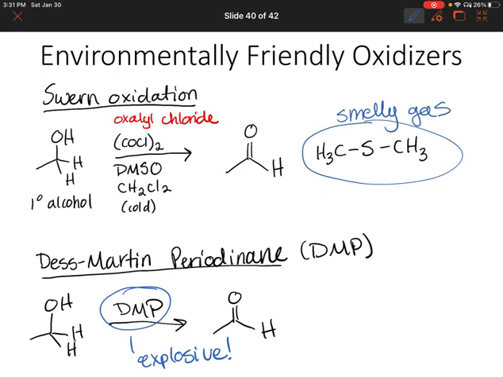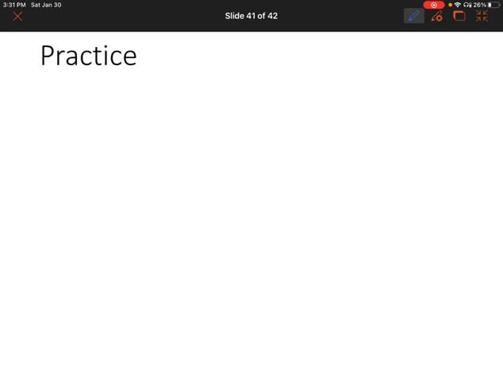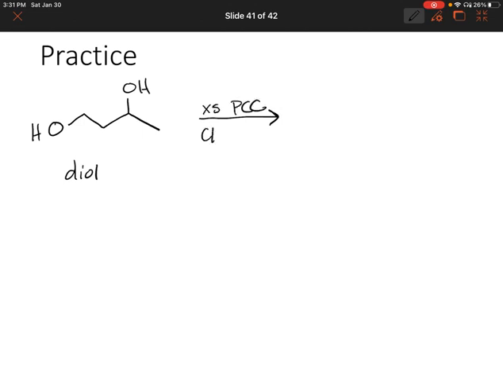Okay, so let's go over an example. Let's practice using some of these reagents. So let's say that we have a diol. So we're going to kind of make this a little more challenging. And let's say we use excess PCC and everything was dissolved in dichloromethane, so that's just our solvent. What would our product be?